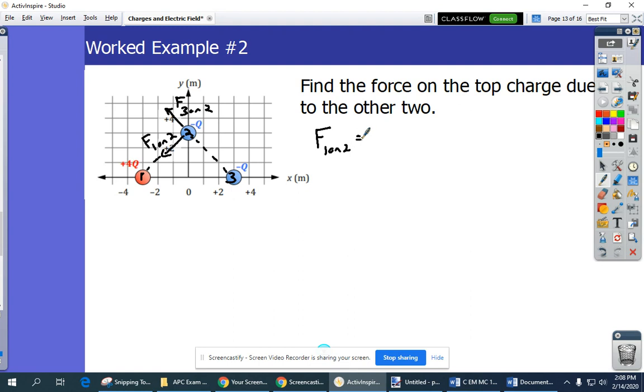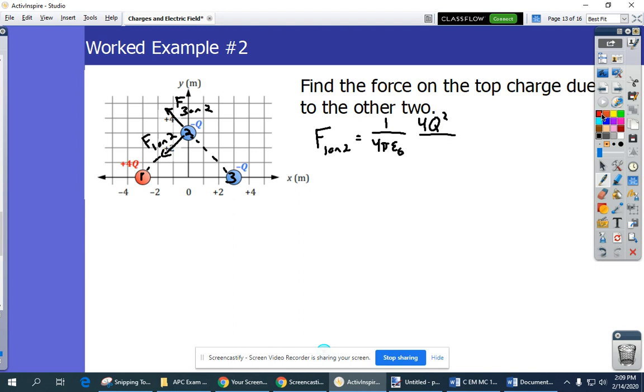F1 on 2 is going to have a strength of 1 over 4 pi epsilon naught. I have to take the product of the two charges. Now remember, even though this one is negative, we're just going to treat it as positive for calculating the magnitude of the force. We're going to use our vector knowledge of what the things do to figure out which way it points. So I get 4q squared over, well, now I need to figure out how far apart they are.